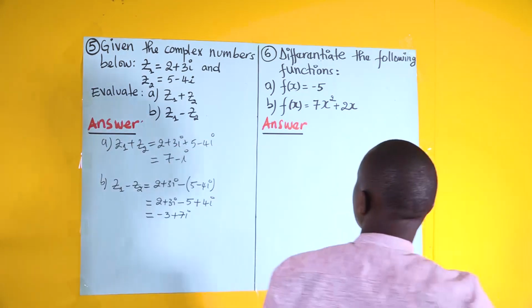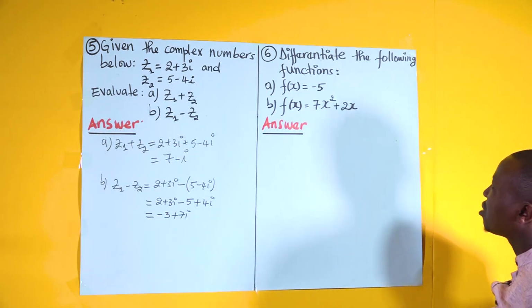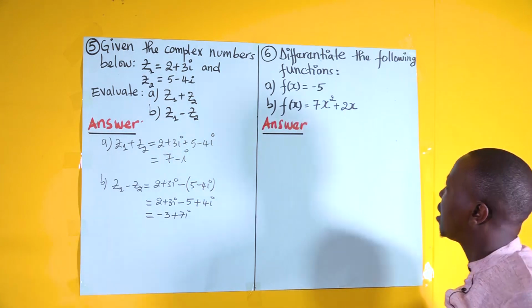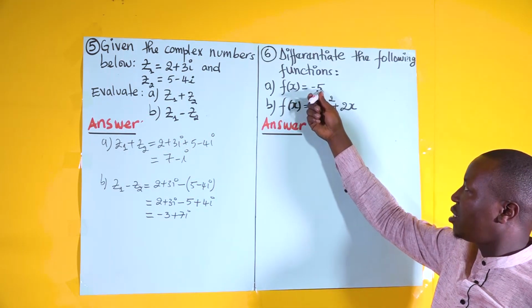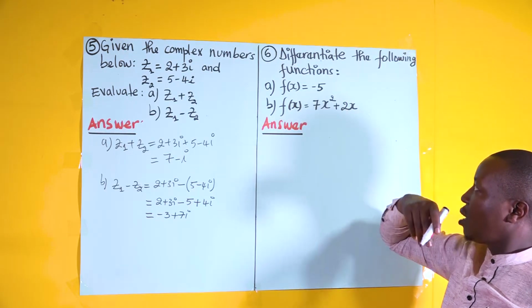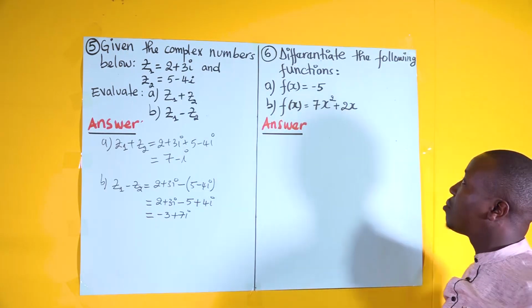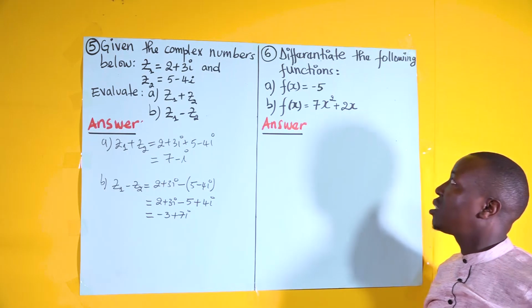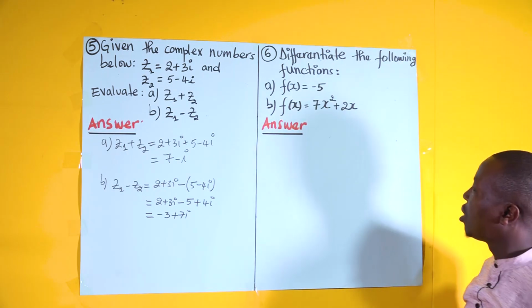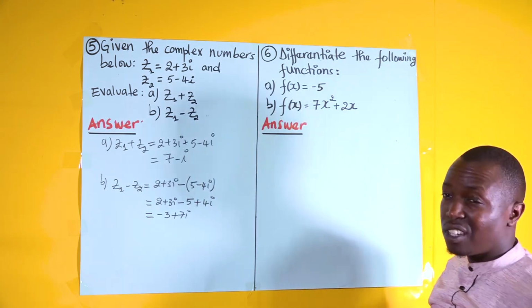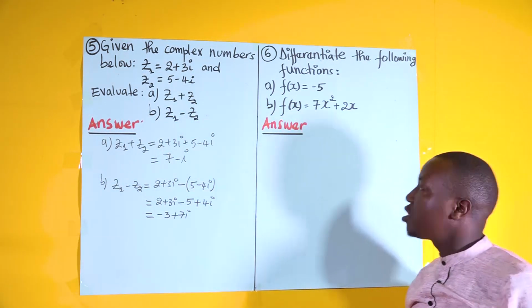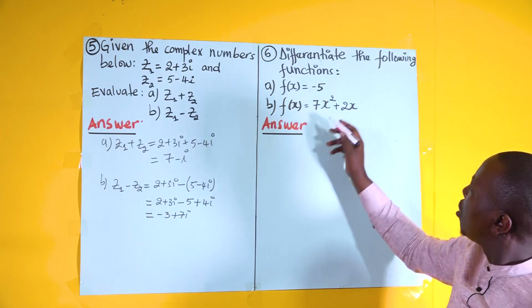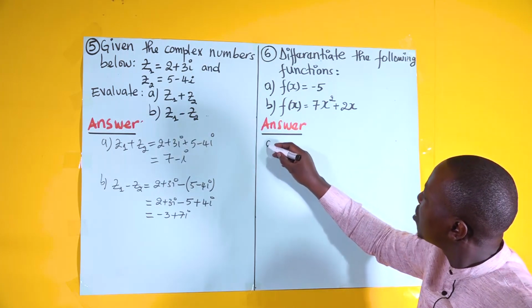Next question, number 6. We are asked to differentiate the following functions. The first function here is called a constant function. This is a constant. Remember, differentiation is like a derivative. If you remember, the derivative of any constant is 0. So let us see how we can answer a question like this one.